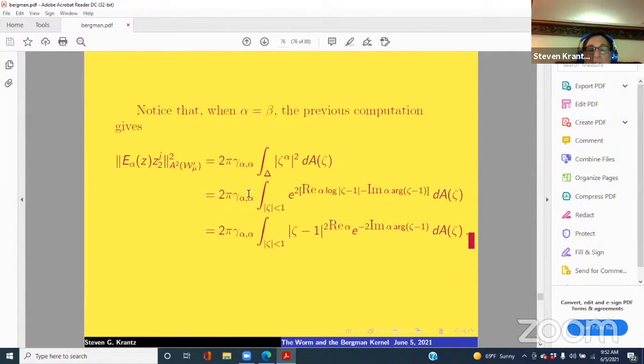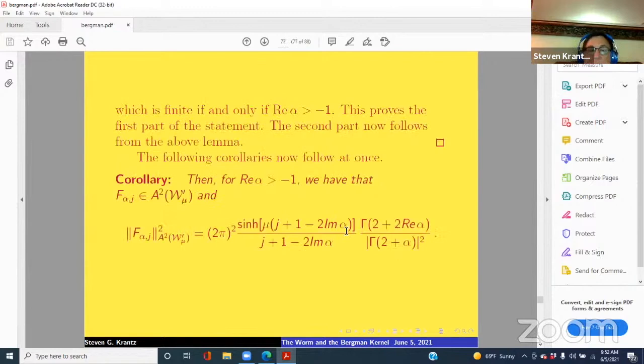So when alpha equals beta, this previous calculation gives a formula for the norm of E sub alpha of z times z2 to the j, which is finite if and only if the real part of alpha is bigger than minus 1. You can see the real part of alpha right here. This proves the first part of the statement. The second part now follows from the lemma, and the following corollaries follow at once. For the real part of alpha bigger than minus 1, we have f alpha j is in the Bergman space, and its Bergman norm squared is equal to this expression involving the hyperbolic sine and the gamma functions.